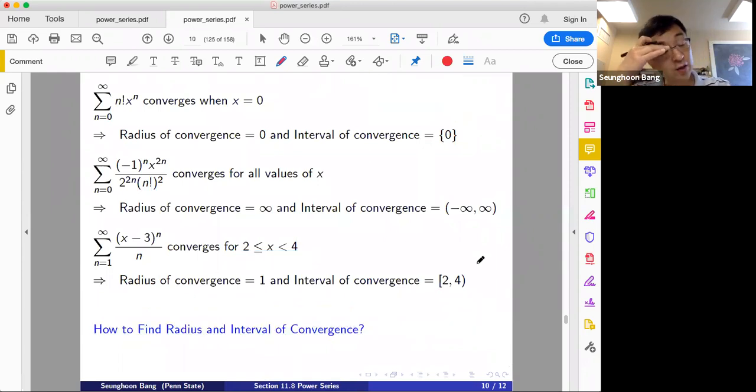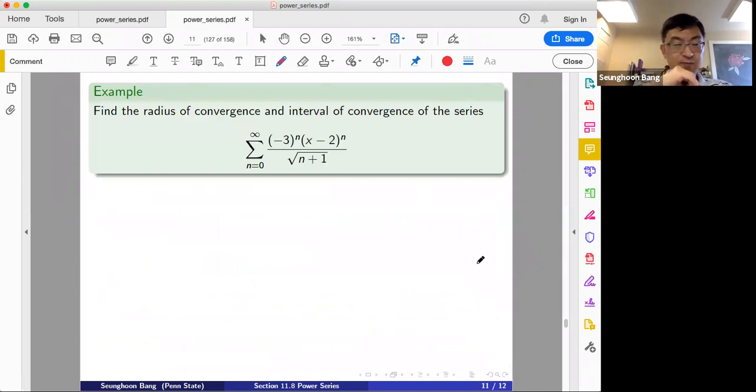How do we find the radius of convergence and interval of convergence? The main idea is the ratio test or root test. So here, find the radius of convergence and interval of convergence of the series: summation from n equal to 0 to infinity of (negative 3) to the power n, (x minus 2) to the power n, over the square root of n plus 1. Here, use the ratio test.